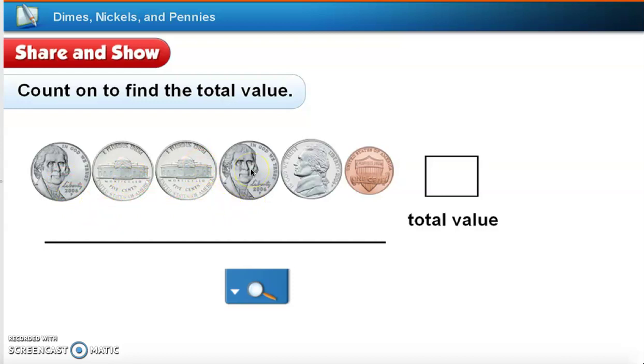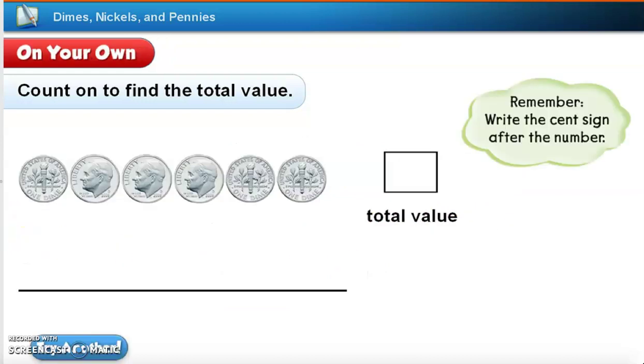Now, I know that the next coin looks the same size, and I don't know why that is, but this is a dime because you can tell that it looks different on the face. So again, we went 5, 10, 15, 20. So we have 20 cents in nickels, but then we have a dime. So 20 and 10 is 30. And then we have 1 cent. So 30 plus 1 is 31. So we have 31 cents. Okay, so that's kind of how you count them. So let's go on to another one.